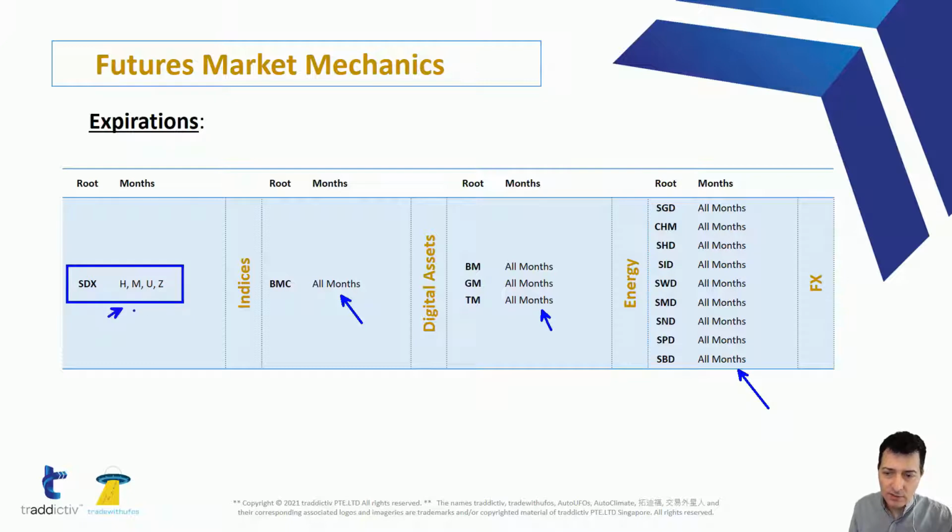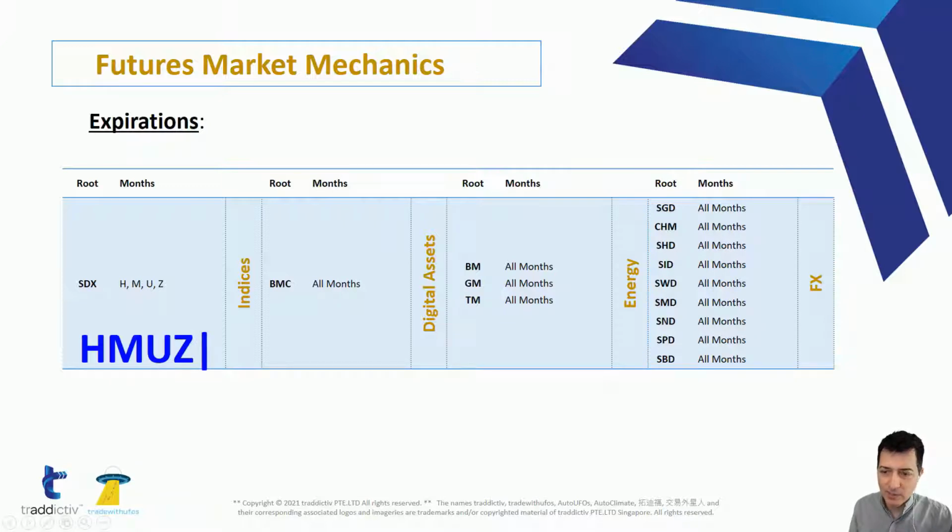And the only exception is the mini dollar index, which expires on the classical 4 expiration dates that many futures products expire, which is March, June, September, and December, normally known as HMUZ. Those are the 4 expiration dates. If you didn't know this, you want to memorize HMUZ. If you memorize that, that's it. Now you know the expiration dates to be traded.